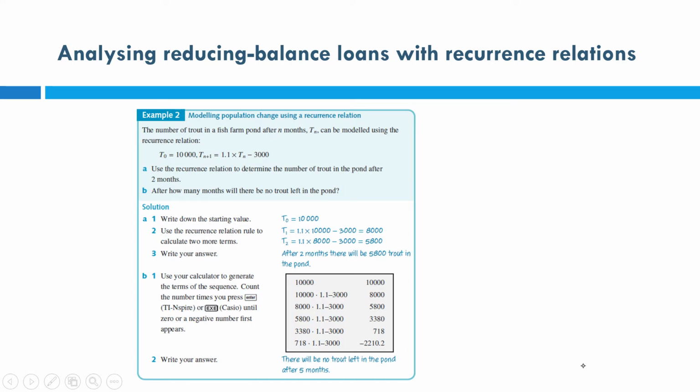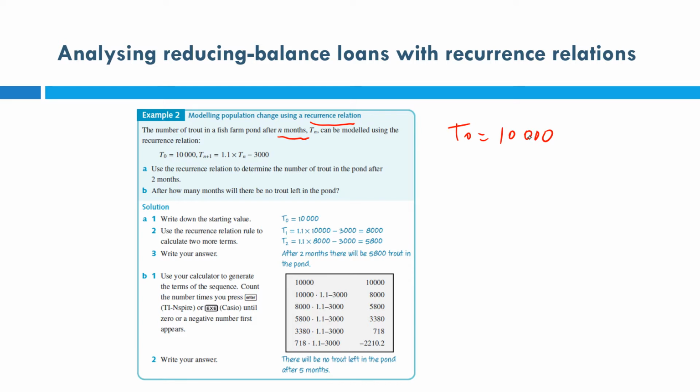Okay, so example 2 here now looks at modelling population change using a recurrence relation. And this example here is a really good one and one that is often referred to. So it's a scenario where we have a number of trout in a fish farm pond, and as part of this, we know that the fish are growing and they're multiplying, but we're also taking some fish out of that pond at particular times. To eat, yes. So the recurrence relation here that's given in this scenario, we're told that T0 equals 10,000 as our starting point.